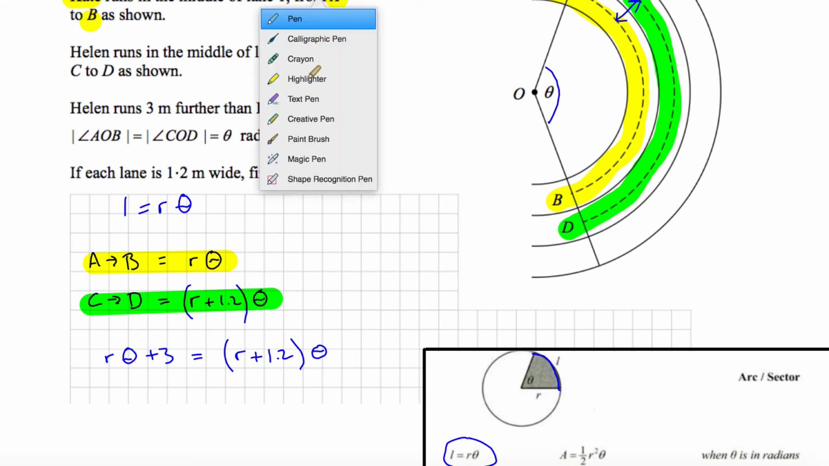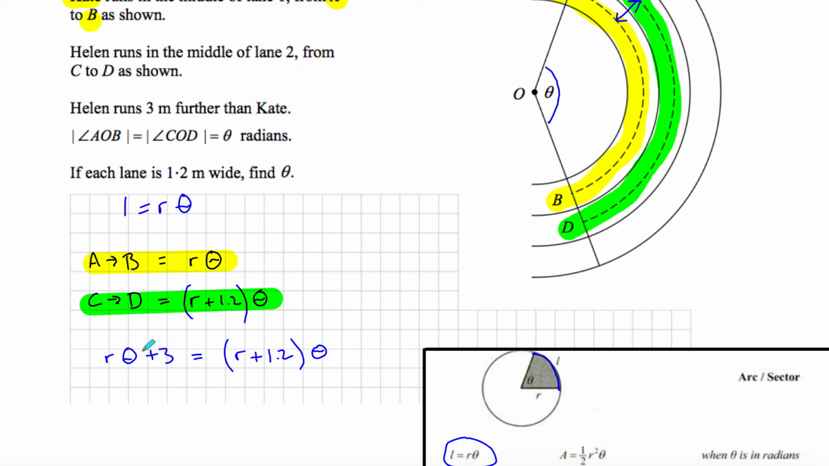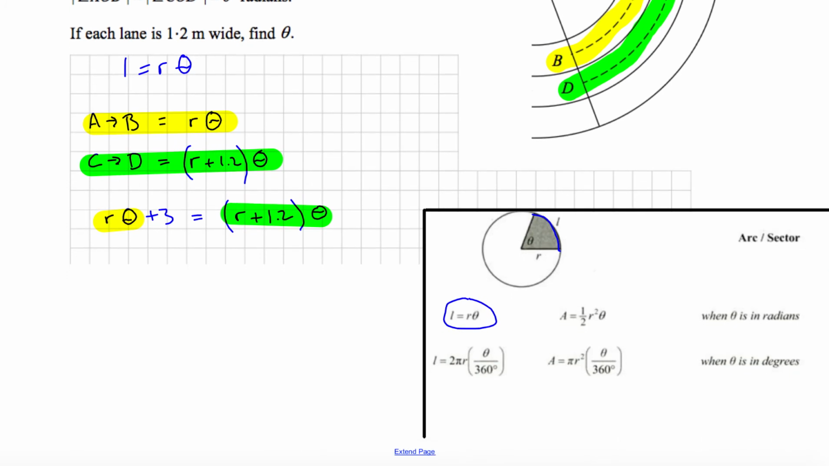So again, just to be clear there what I'm doing, we have the R theta plus the 3 equals the R plus 1.2 times theta. Okay, so now we have an equation. We have two unknowns, R and theta. And we're looking for theta, remember, we're looking for theta. So we're hoping now that we can sort this out and maybe the R might disappear. So let's see what we've got.